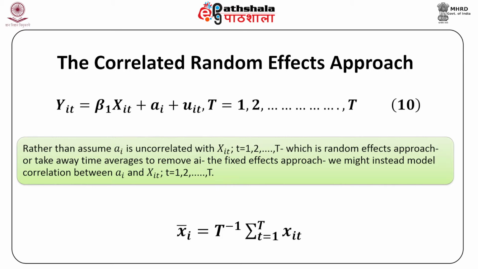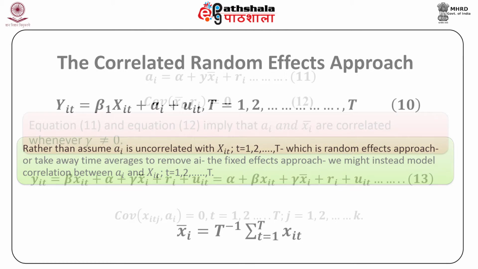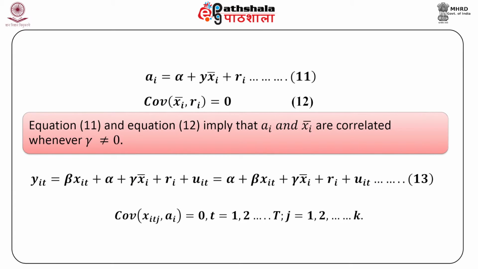Let x_i bar be equal to the sum over small t going from 1 to capital T of x_it divided by capital T, the time average. Assuming a simple linear model, a_i is equal to alpha plus gamma x_i bar plus r_i, where r_i is assumed to be uncorrelated with each x_it. Because x_i bar is a linear function of x_it, the covariance of x_i bar and r_i is equal to 0. Both the above equations imply that a_i and x_i bar are correlated whenever gamma is not equal to 0.